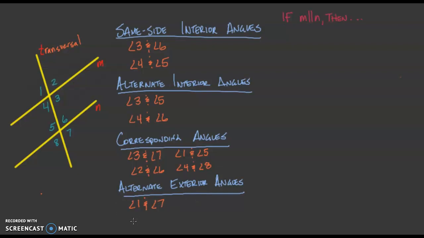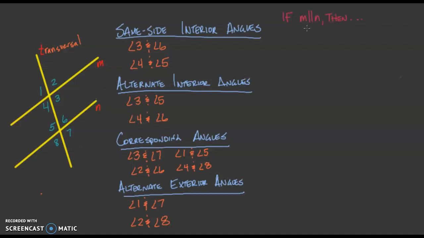Angle 2 up here is also on the outside of the two lines being crossed by the transversal, but it's on the right side. If I move down to this group down here, angle 8 is on the left side of the transversal and in the exterior. So angles 2 and 8 would be considered alternate exterior angles. So these are our pairs of special angles that are created when a transversal crosses two lines.